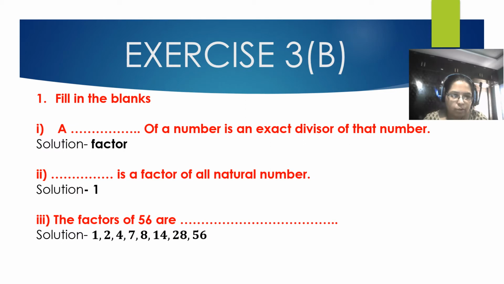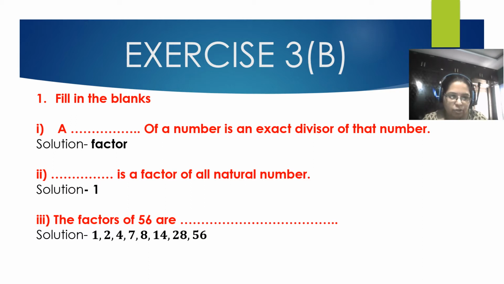Now we solve question number 1. Question number 1 is fill in the blanks. First bit is a dash of a number is an exact divisor of that number. Answer is factor. Factor of a number is an exact divisor of that number. Second bit, a dash is a factor of all natural numbers. 1 is a factor of all natural numbers.